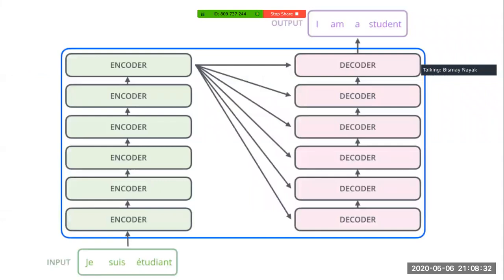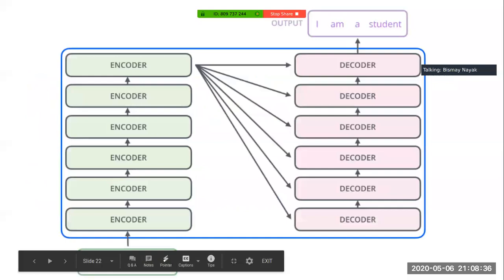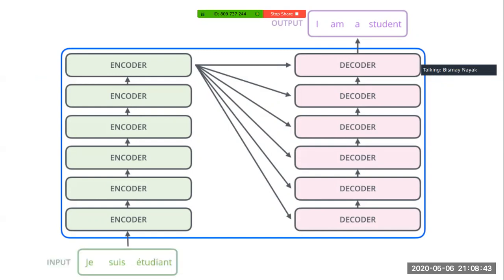So this is what transformer model looks like. You can see that there are stacks of encoders and stacks of decoders. Each of these encoders consists of multiple attention heads. The input is passed through each of these individual attention heads. Then the transformer does its magic and calculates the output.